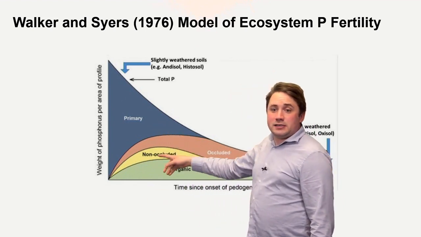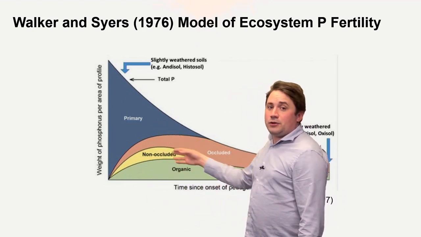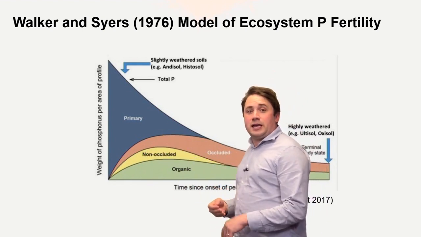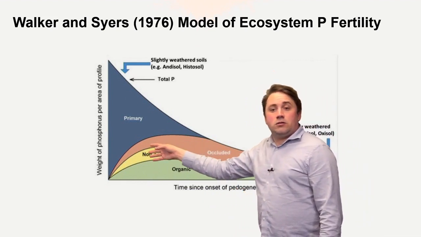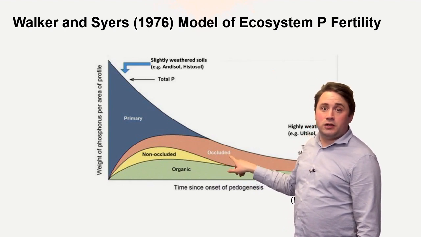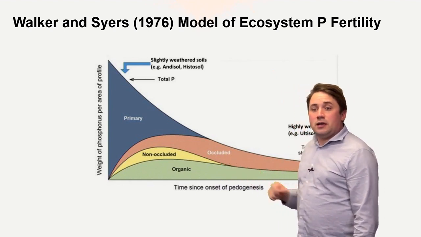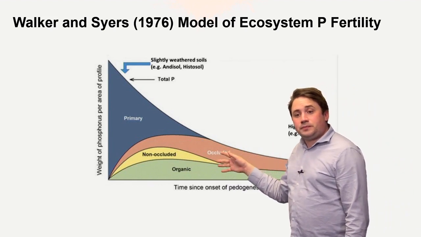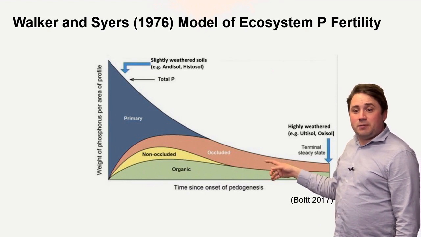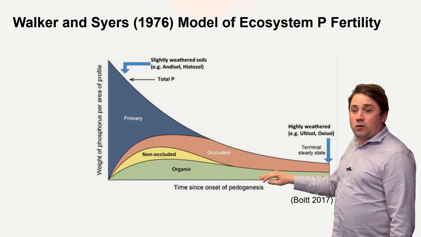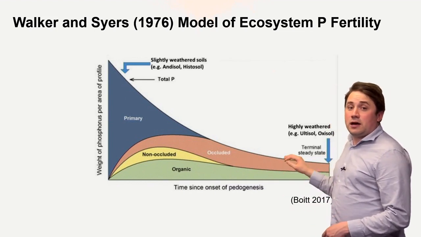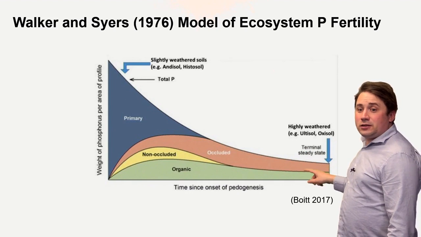And as time progresses, this non-occluded pool goes away. And the reason why this non-occluded pool goes away is because soils generally become more acidic as they age. And so as the soil becomes more acidic, you have more likely formation of this occluded iron and aluminum oxyhydroxide bound to iron pool. And so you have more and more phosphorus being lost from the ecosystem. And at some point, the only pools you have left are organic phosphorus, which is basically the only plant available form anymore, is phosphorus that's bound to organic matter, and this occluded pool.